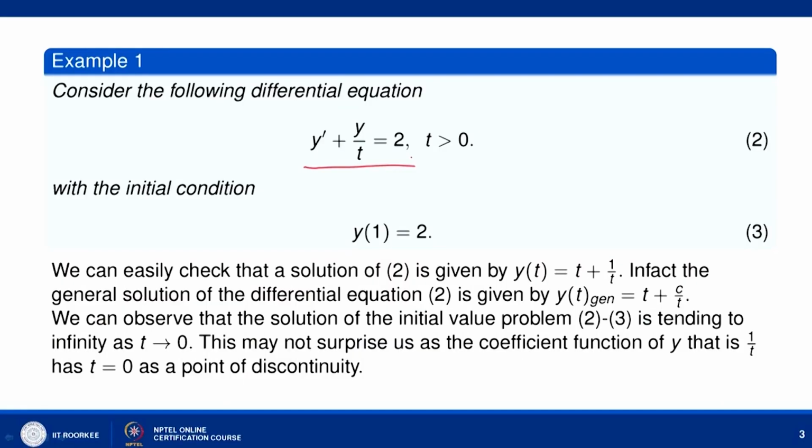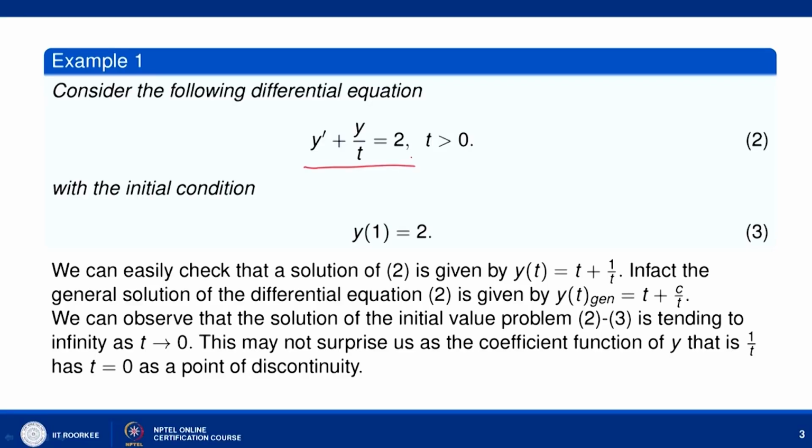So we have discussed certain problems of dy by dt equal to f(t, y) and y(t0) equal to y0. Let us discuss some more problems, and with the help of these examples we try to discuss more theory. In example 1, we have a linear differential equation: y' plus y by t equal to 2, where t is greater than 0, with the initial condition y(1) equal to 2. We can easily check that a solution of 2 is given by y(t) equal to t plus 1 by t.